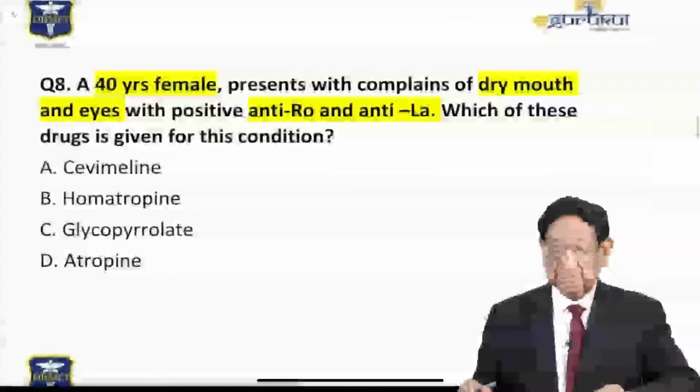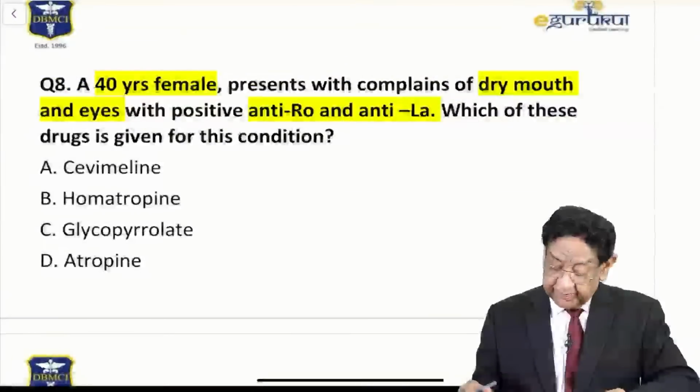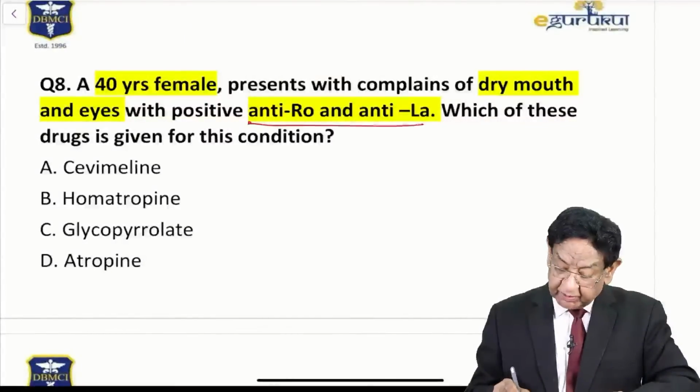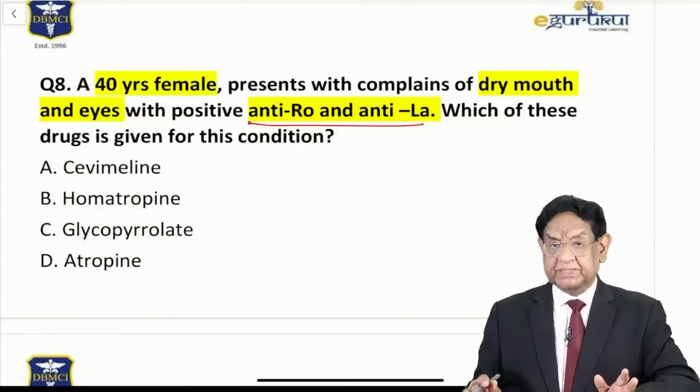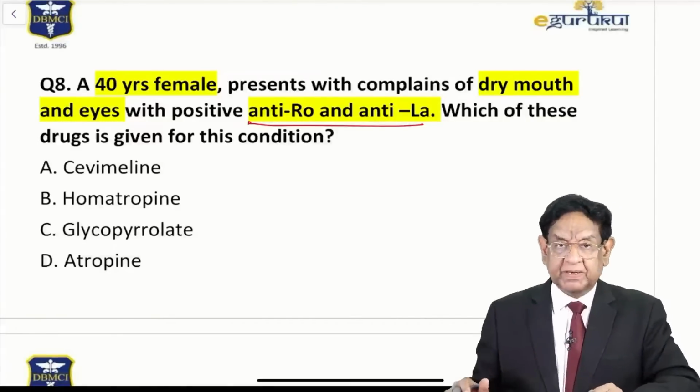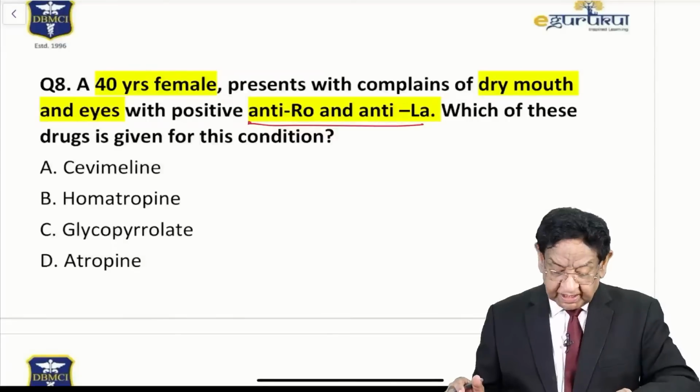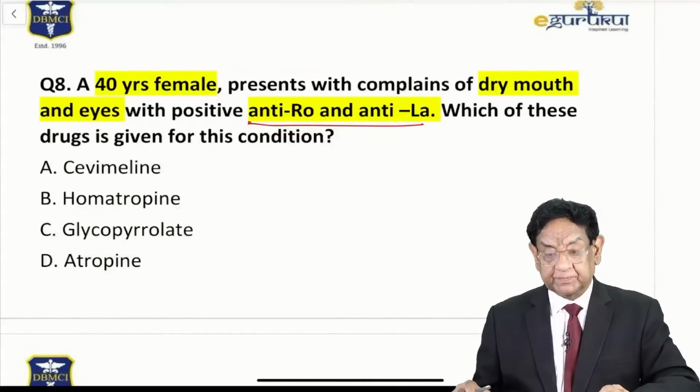Question 8. A 40-year-old female has dry mouth, dry eyes, and is positive for anti-Ro and anti-La antibodies. Which drug can be given? The question is simple, but the answer is a bit tricky. What is the answer? Write down the answer in your copy: A, B, C, D.